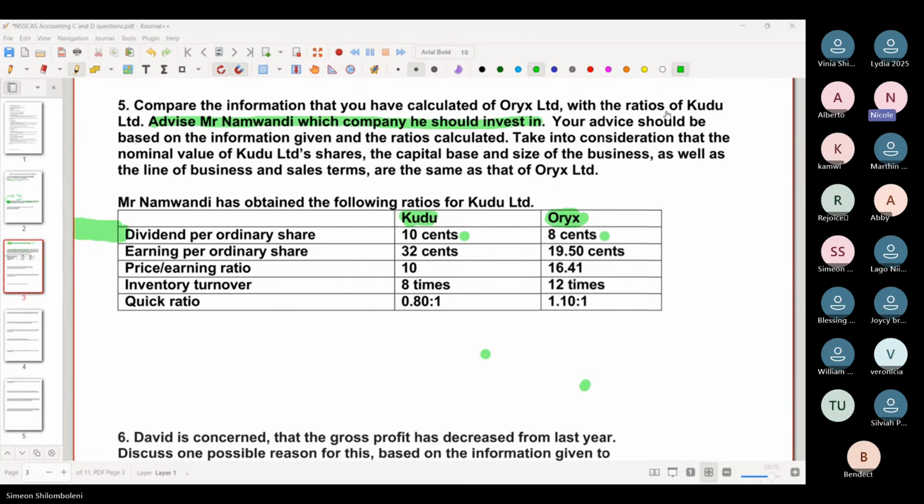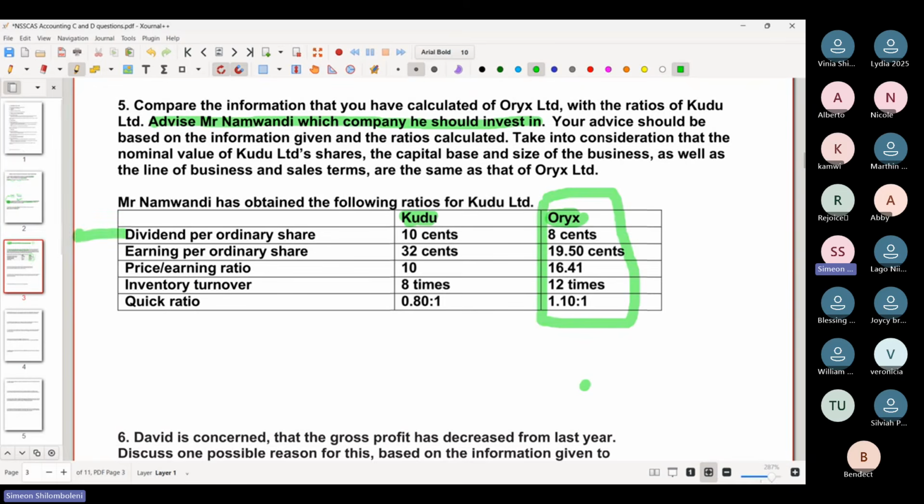Sir, please repeat the question. The question is, because here they say, compare the information that you have calculated. The information that was calculated, I already listed them here. Then now we are saying with the ratios. So these ones were calculated, the one for Oryx, and these ones were given. Advise Mr. Namwandi which company he should invest in. Your advice should be based on the information given and ratio calculated. Take consideration of the nominal value and so, okay, these ones we don't need. Now, I want to make sure that when you are going to answer, you don't leave out some information.